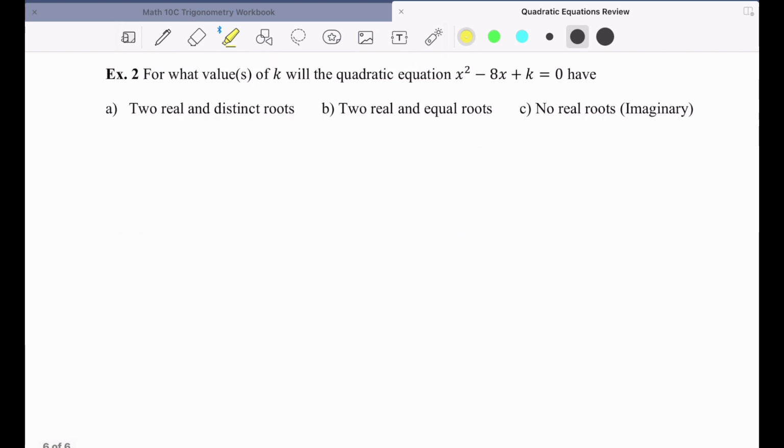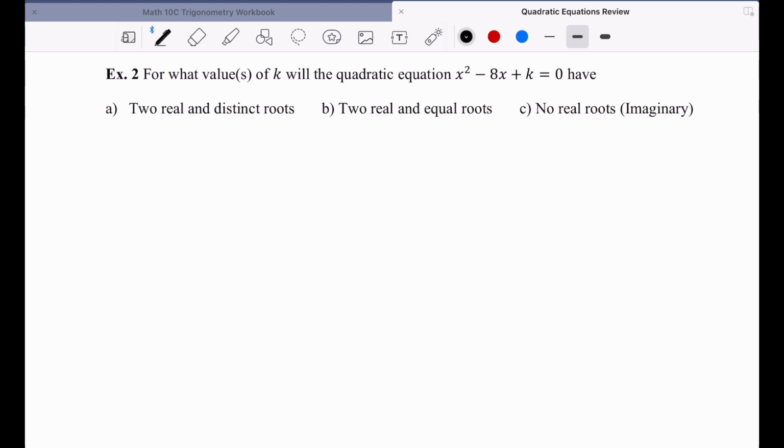Now consider this example. It's a little more abstract, but it looks for the abstract case where it says, for what values of k will the quadratic equation x squared minus 8x plus k equals 0 have two real and distinct roots, two real and equal roots, or no real roots, imaginary?